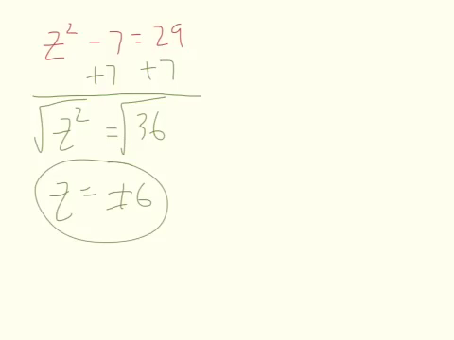I think this one's easier to see why it's both answers, because positive 6 times positive 6 is 36, and negative 6 times negative 6 is 36. So it's both answers.